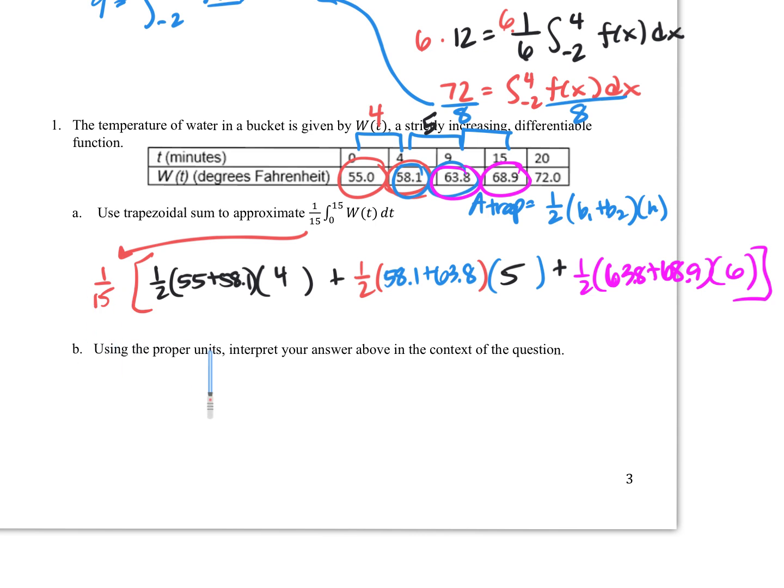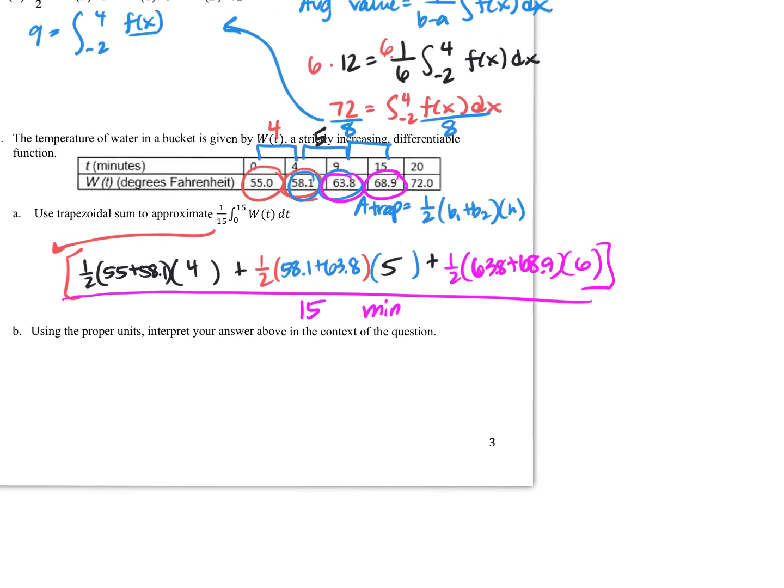And then it says, using proper units, interpret your answers. What really helps me figure out units is, what is this 15 referring to? I just go back to this. Do you agree my 15 is talking about minutes? If I wrote it like that, I'd be dividing by minutes. Maybe I just write my units off to the side. All right, we've got minutes on the bottom.